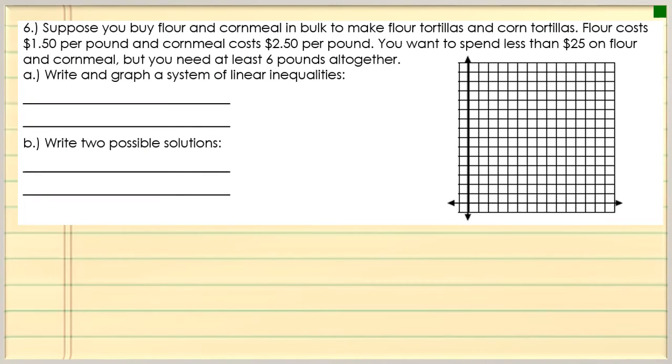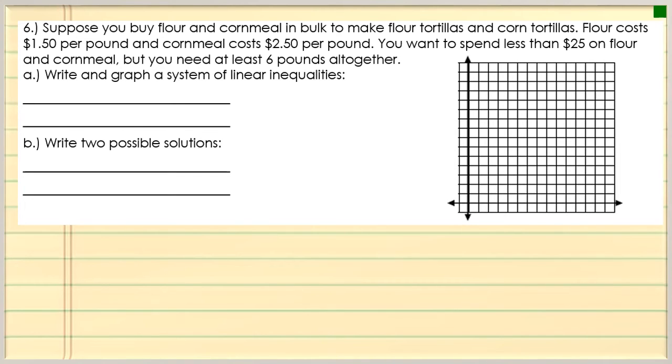All right, graphing linear inequalities from word problems. This is not easy. This can be a little tricky, but I think we can do it. Number 6 says, suppose you buy flour and cornmeal in bulk to make flour tortillas and corn tortillas. Flour costs $1.50 per pound, and cornmeal costs $2.50 per pound. You want to spend less than $25 on flour and cornmeal, but you need at least 6 pounds altogether. Write and graph a system of linear inequalities.